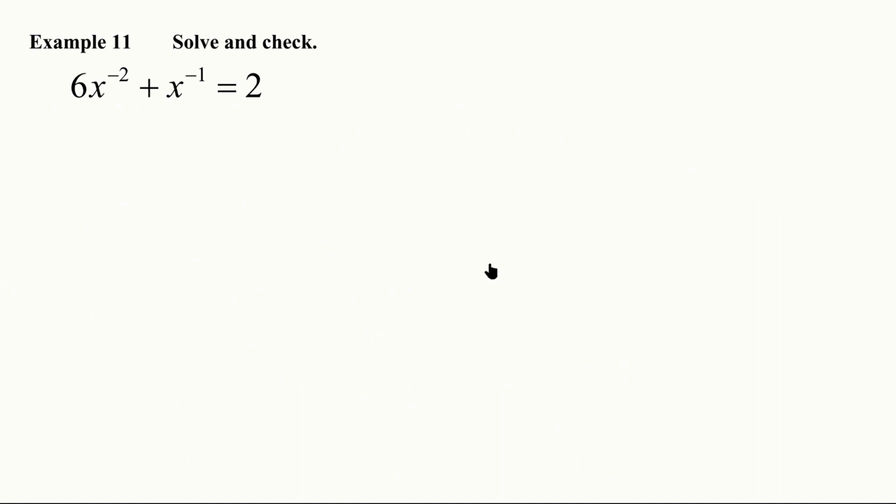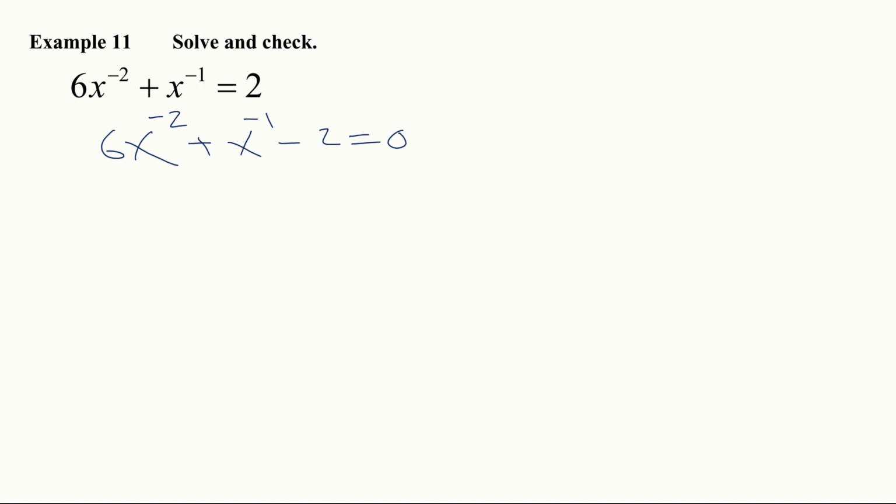All right, here's another problem which is quadratic in form. Let's go ahead and move everything to one side first. That way you can see the quadratic nature better. So we have 6x to the negative 2 plus x to the negative 1 minus 2 equals 0.